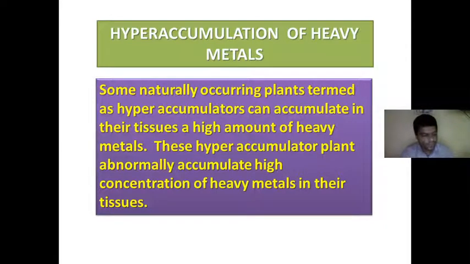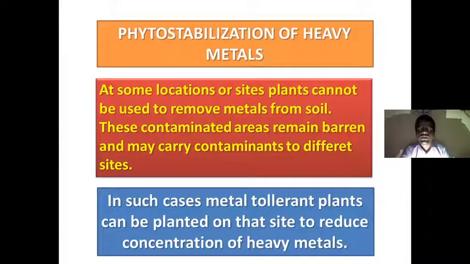So whenever we do plantation at a polluted site, what will happen? Plants will absorb heavy metals from the contaminated soil, and the plant will accumulate those heavy metals in its tissues. Those plants are called hyperaccumulators, and with the help of hyperaccumulators we can neutralize or minimize pollutants from a particular area. And the last aspect of phytoremediation is phytostabilization of heavy metals.